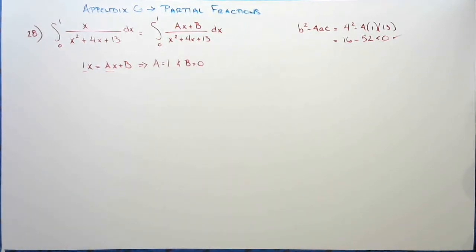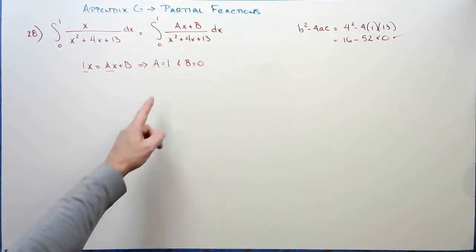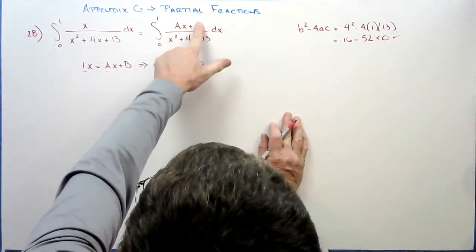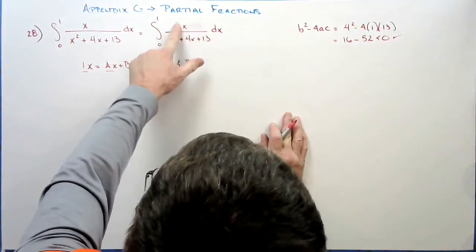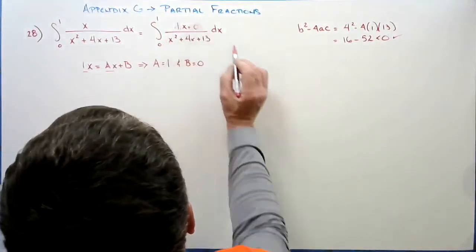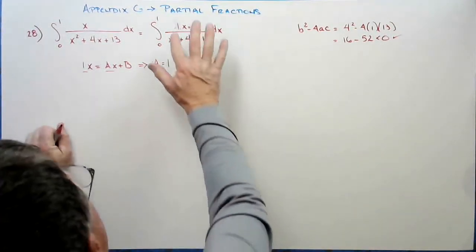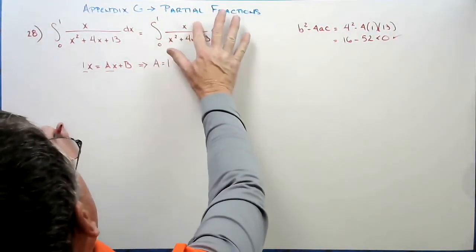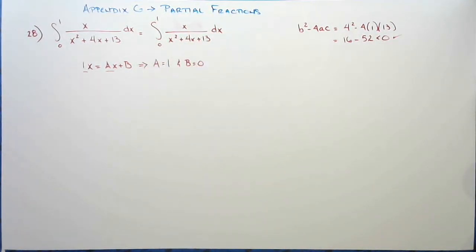Now, if we do that and plug those in right here, 1 for a, 0 for b, we end up with this. We end up right back where we started. We have the same problem on the right, same problem on the left. Partial fractions didn't help us at all here.